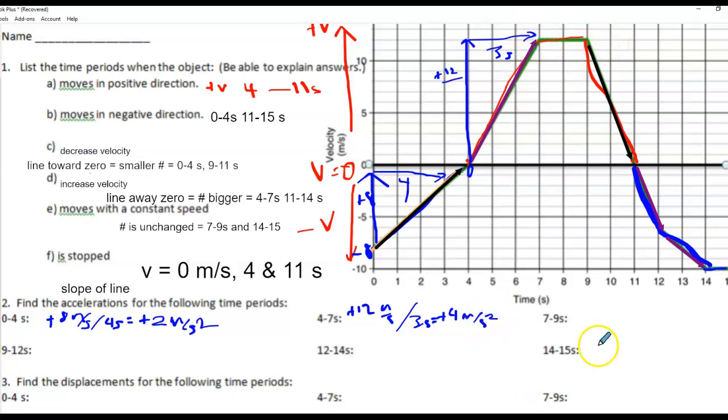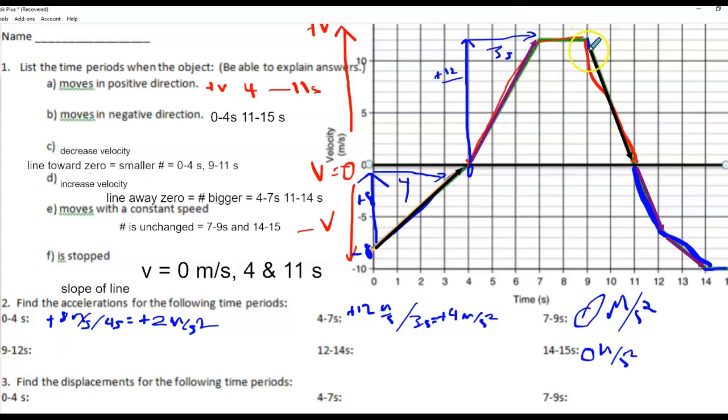Again, a positive slope means going up and to the right. The next one, it's a horizontal line, so there's no slope, so that's going to be 0 meters per second per second, or meters per second squared. The next one, 14 to 15, that's 0 as well. So 14 to 15 and 7 to 9, those are both zeros.